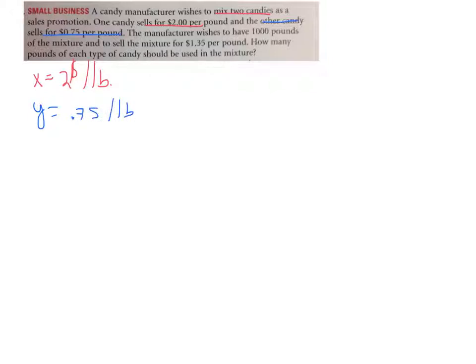Okay, and so what the manufacturer wishes to do is they want a total of 1,000 pounds, and they want to sell it for $1.35 per pound. And so we have two different situations here. We have our weight and our cost. And so we want to create an equation for each weight and cost.